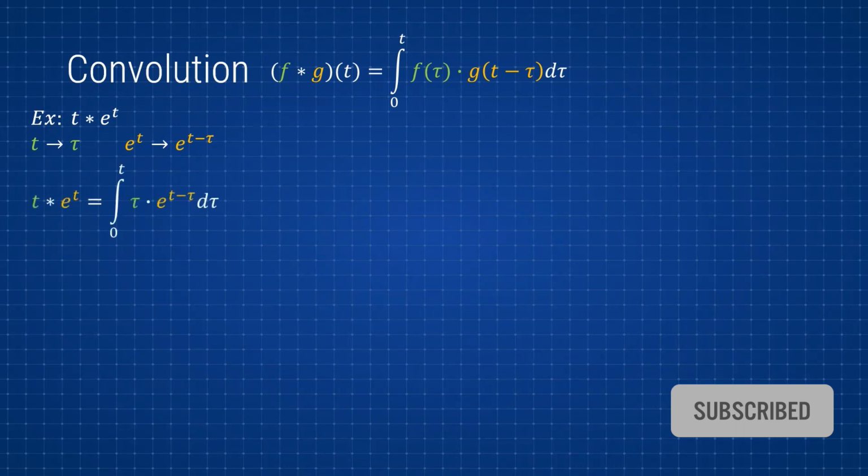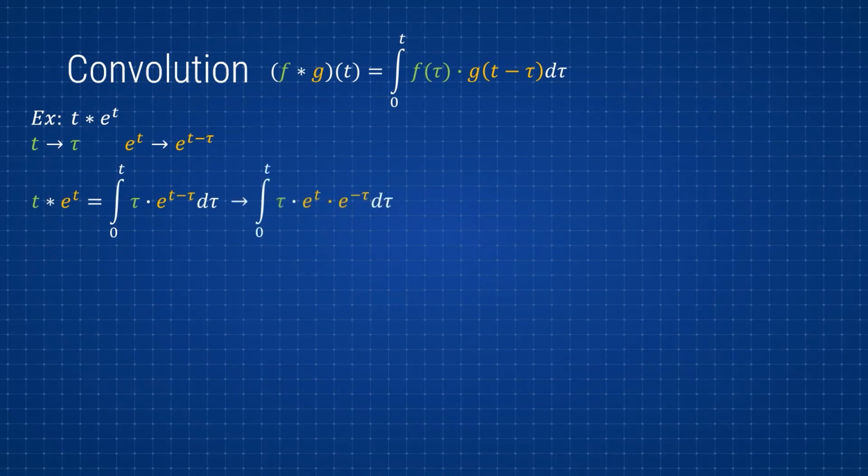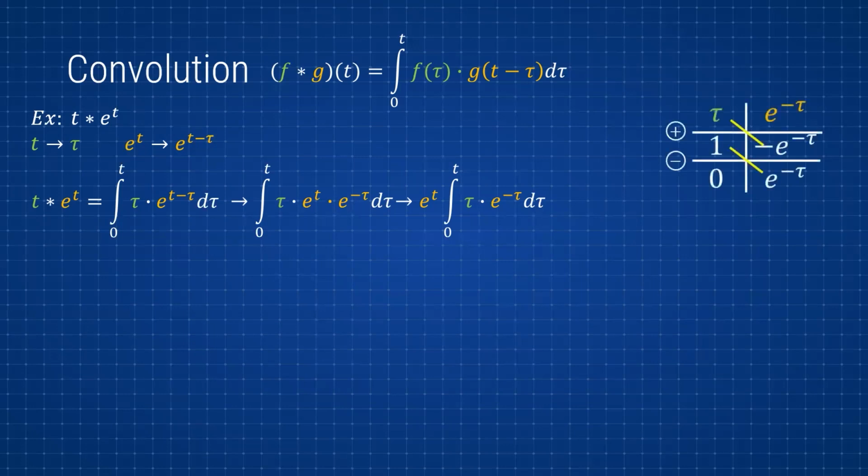So when I take the integral from 0 to t, I will have now tau times e to the t minus tau d tau. And if I rewrite that exponential, I will have e to the t times e to the negative tau. And because we are integrating with respect to tau, in this case, that e to the t can be treated as a constant, so I can factor it out of the integral. So I have e to the t times the integral from 0 to t of tau times e to the negative tau d tau, which will involve doing integration by parts of tau and e to the negative tau.